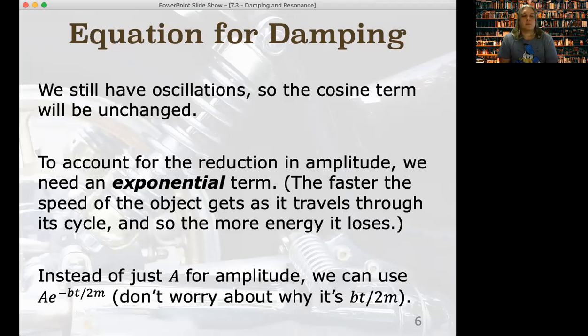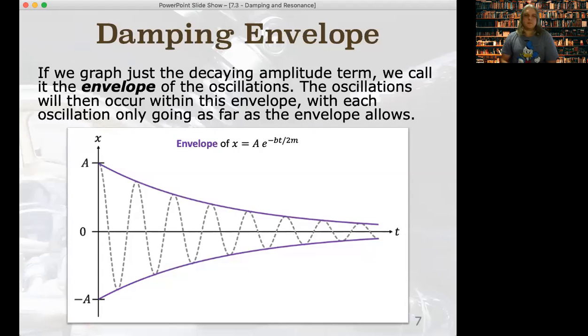So we bring in an exponential function, and we have negative bt over 2m. So remember, b was our drag coefficient, m obviously being the mass of our system, in this case, of the oscillator, and A is that initial amplitude still. So we still start with A, but we now have this exponential term. You don't need to worry about where that exponential term comes from. Just trust us, that is the exponential term we need. And it gives us what we call a damping envelope.